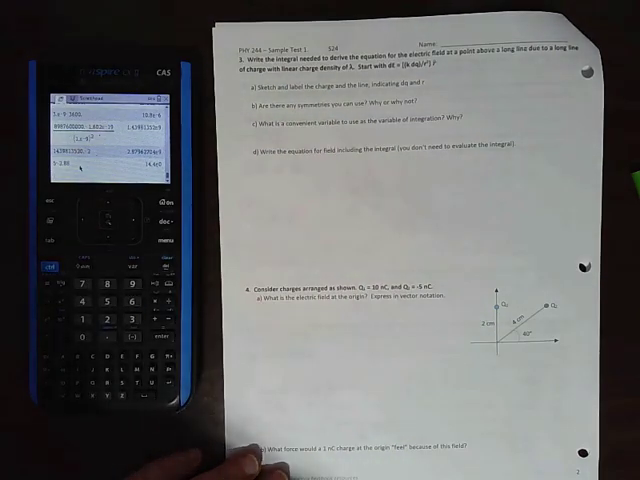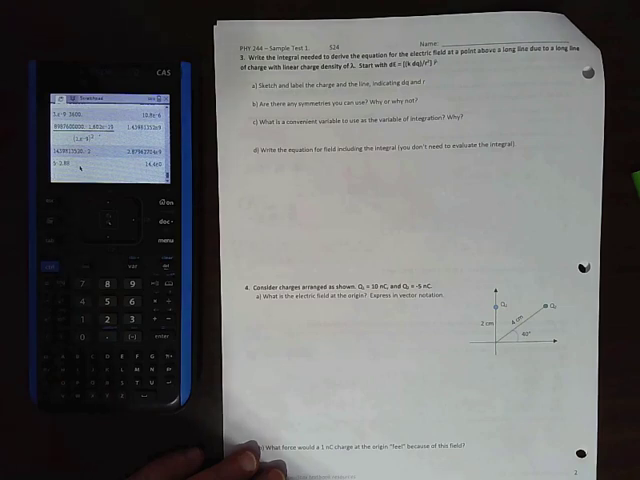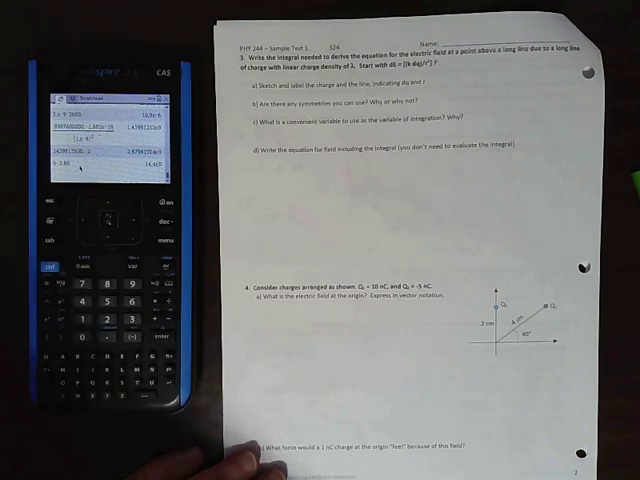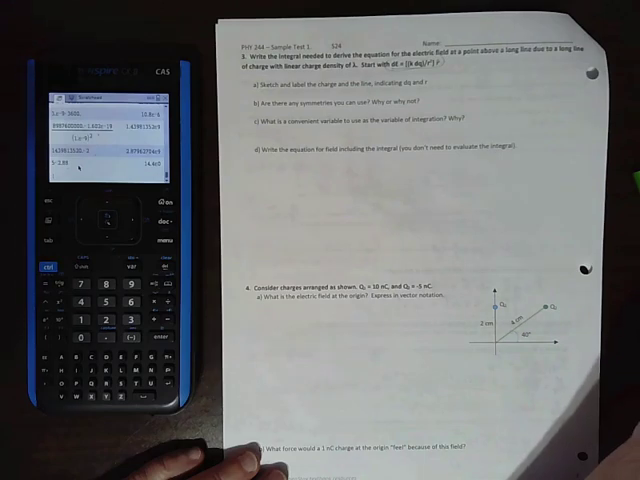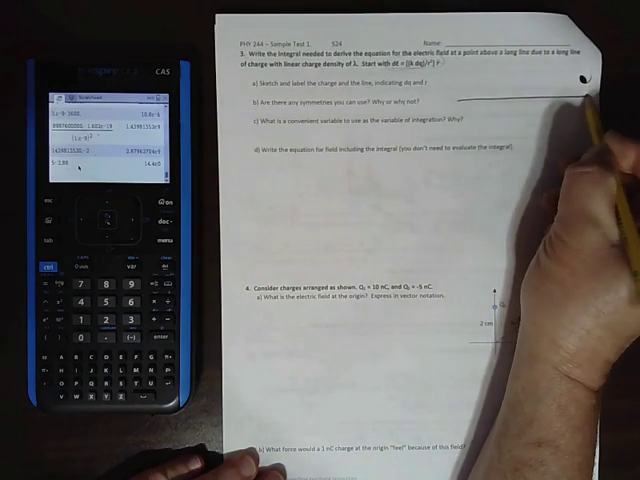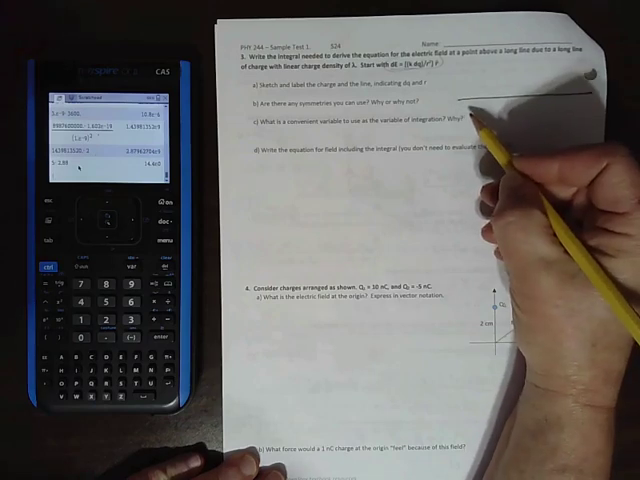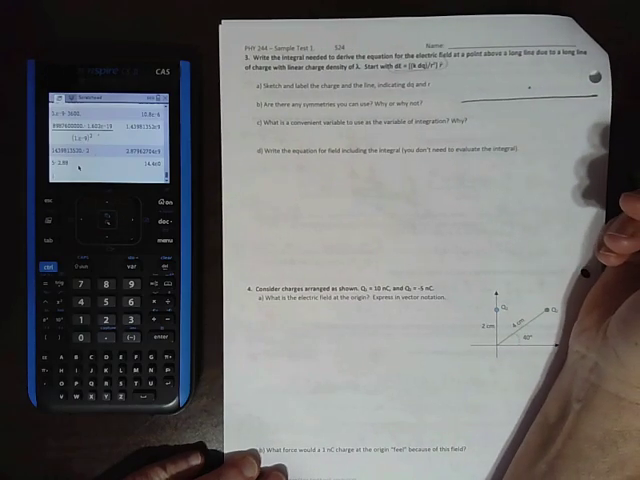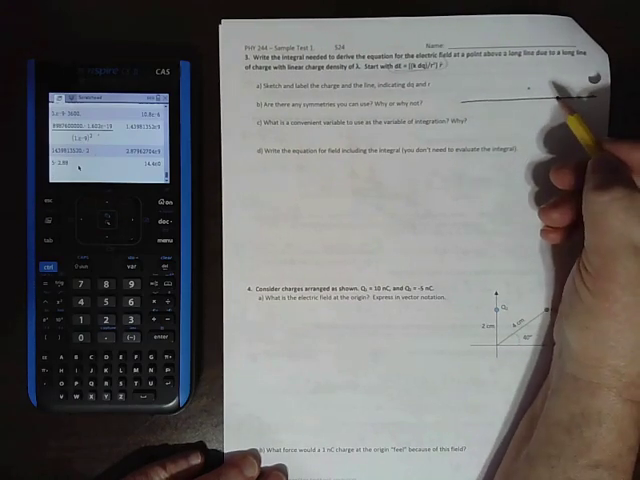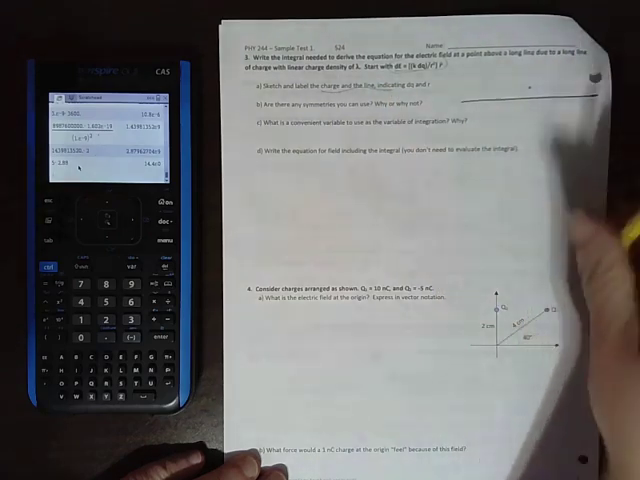Write an integral needed to derive the equation for the electric field at a point above a long line of charge with linear charge density lambda. Start with dE equals k dq over r squared r hat. So it's like the field for a point charge put into infinitesimal form. And so we have a long line of charge. We have a point above it. And sketch and label the line of charge, indicating dq and r.